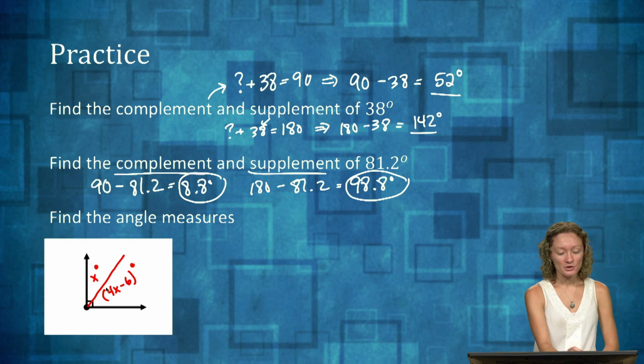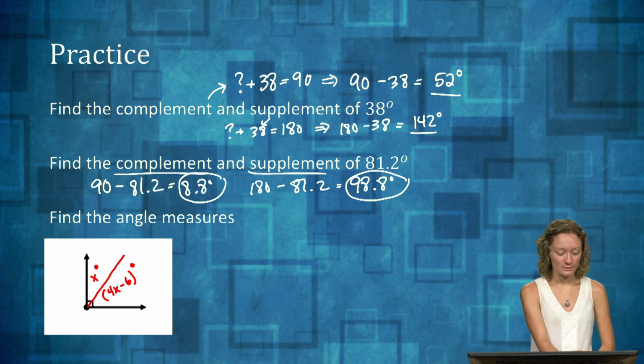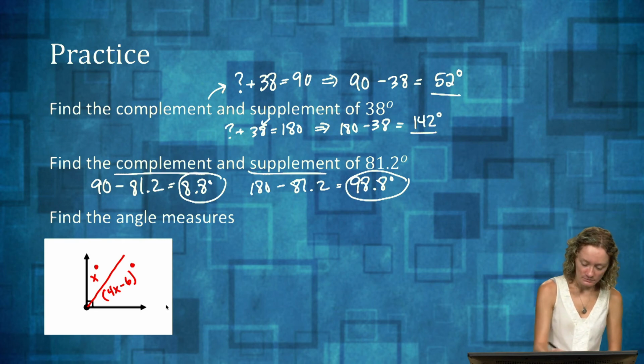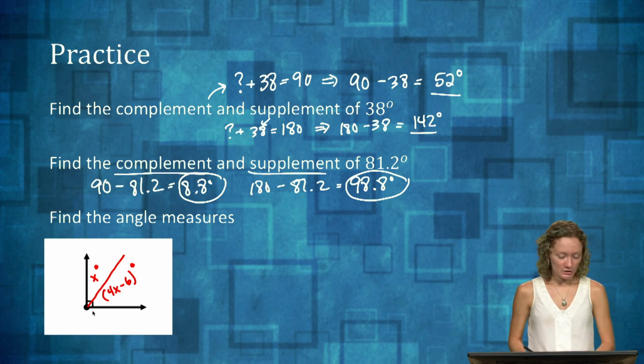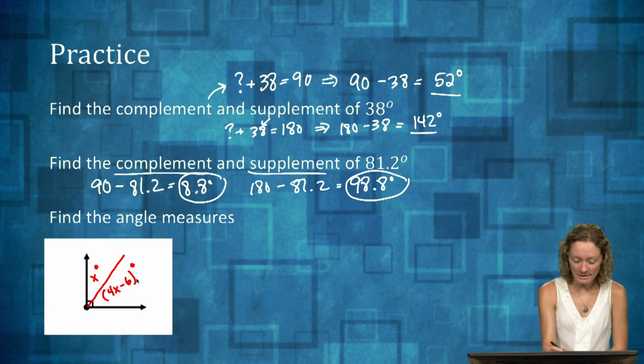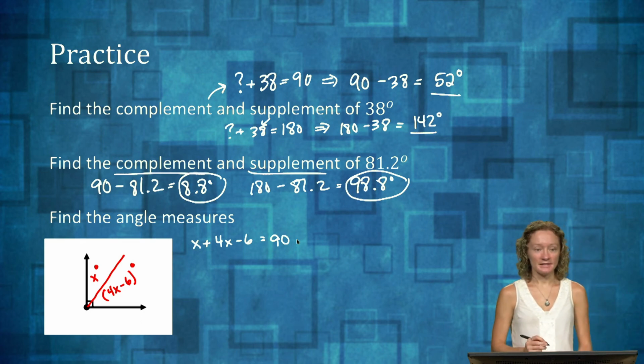Ultimately, we know that the two angles are complementary because they create a right angle. We see at the bottom down here, the little box means it's creating a right angle. So if we know that the two add up to 90, then let's just set it up that way. The first angle plus the second angle add up to be 90.